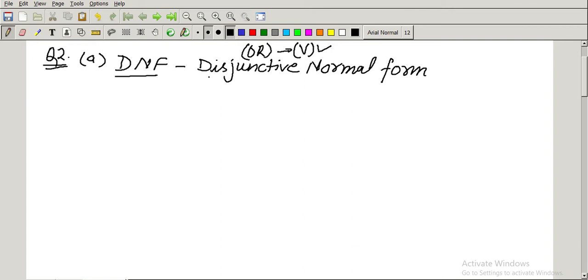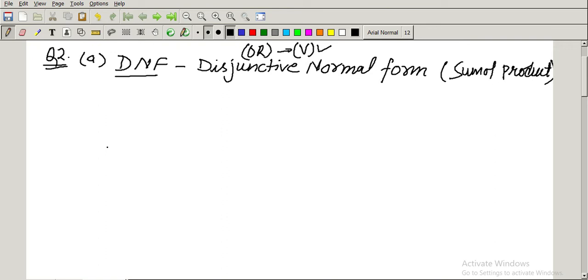So disjunctive normal form is nothing but the form, using this symbol, in the sum of product. So what is the sum of product form? Let's see that first. The sum of product form is what we call disjunctive normal form.